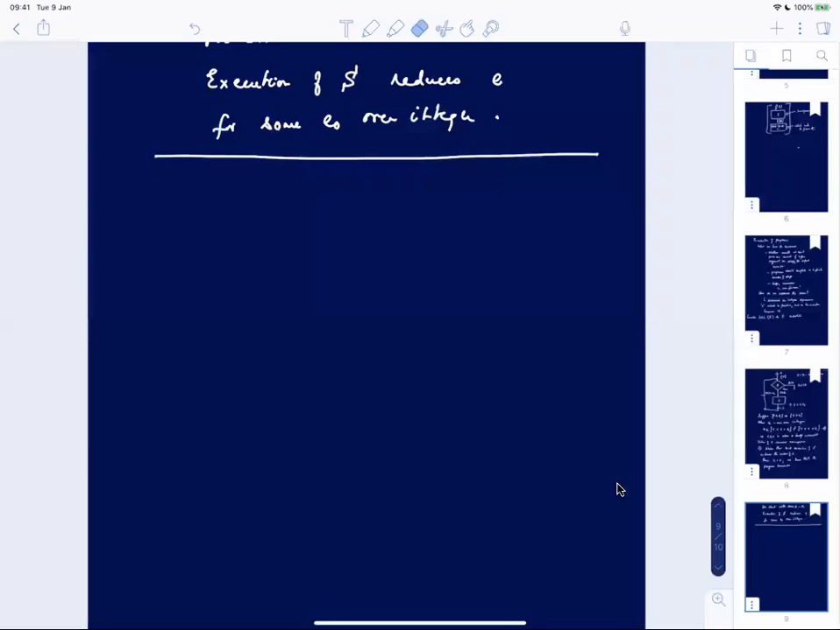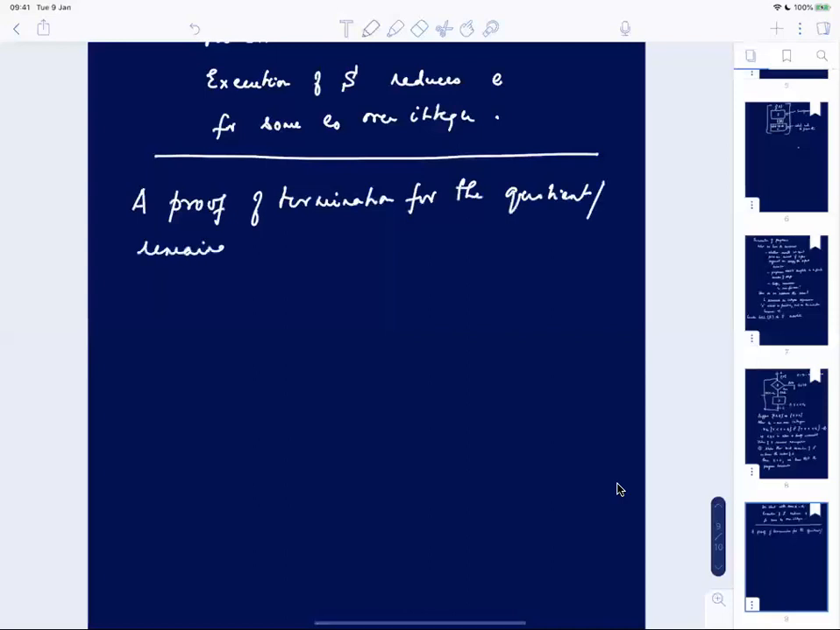Yeah. So yesterday we talked about the proof rule for proving the termination of a program, and I did not have time to do an example. So I'm going to do this example, put it on Google Drive so that you can see it. So we'll take a proof of termination for the quotient/remainder program.